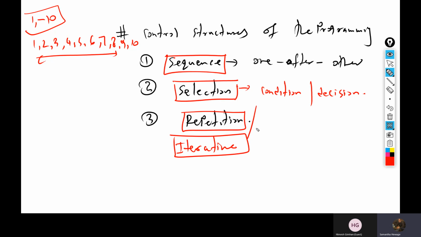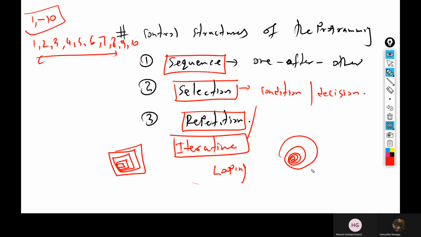Right, here iterative means keep on doing something until some condition is satisfied. That is called looping. A loop keeps going round and round. It loops until some condition is satisfied, and the loop breaks only when the condition is satisfied.